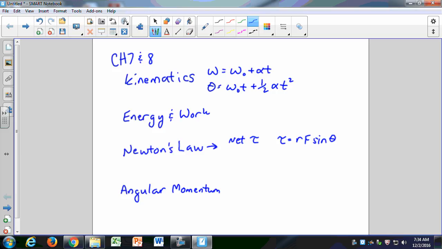It's a separate problem. I give you R, I give you F, and you have to do the cross product. So make sure that you can do that. I think it's just worth 5 points, but I just want to make sure that you know how to do a cross product. So you need to find the net torque. Remember, clockwise is negative, counterclockwise is positive.